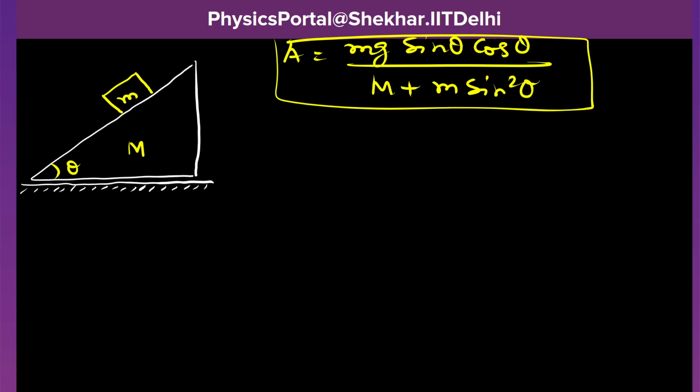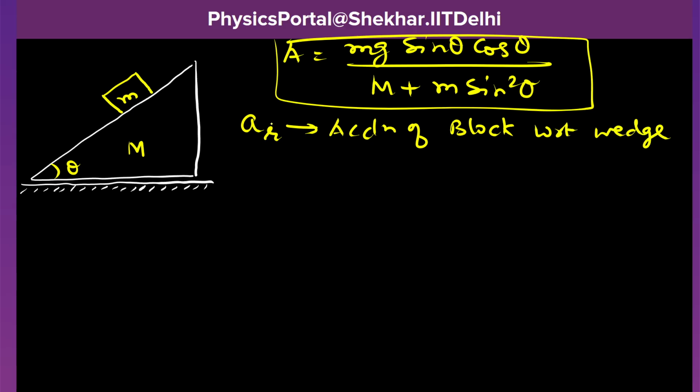We can also find out the acceleration of the block with respect to the wedge. If we see, this is the direction of acceleration AR. If we apply Newton's second law along the inclined surface, normal reaction will not come into picture here. Mg is acting in the downward direction. A will be in this direction.